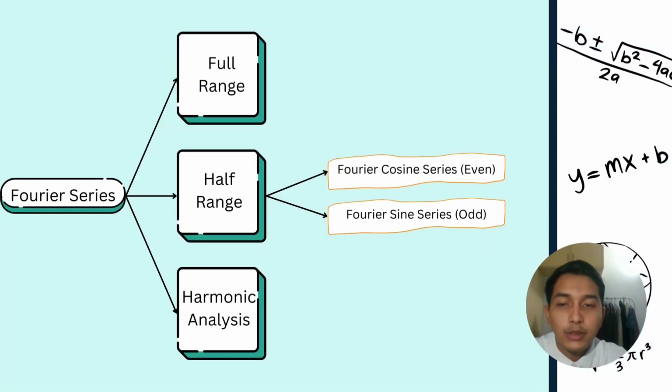Next is a simple chart for this chapter, which is Fourier series. It can be divided into three segments, which are full range, half range, and harmonic analysis. Half range can be divided into another two segments, which are for even function and for odd function. And for harmonic analysis, the question usually will give data and the answer will be an approximate value.